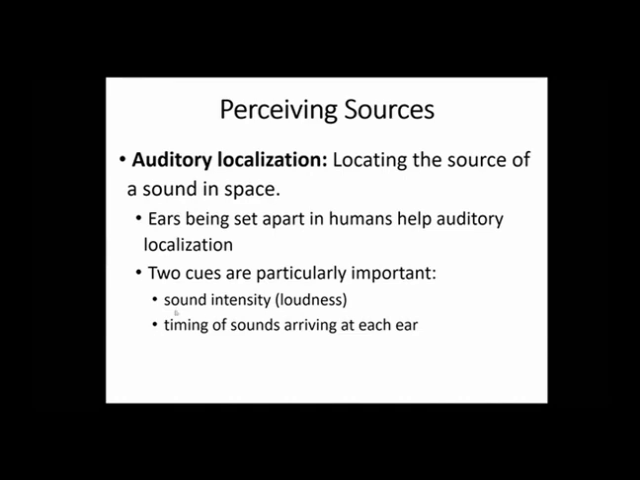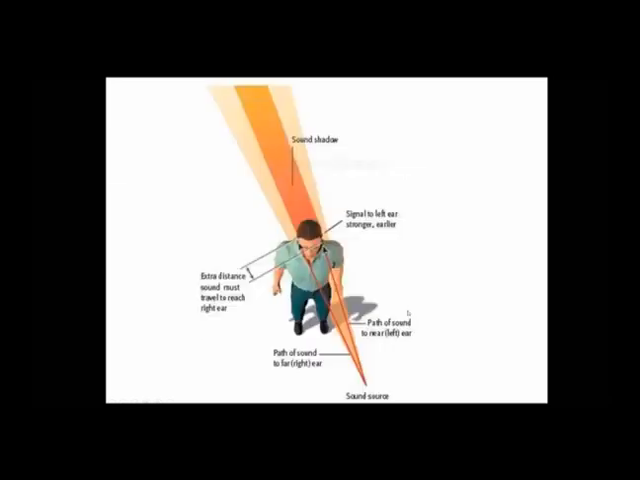So we can rely on intensity or loudness as well as timing. And so you can have a diagram like this where you're seeing that there's a slightly shorter distance to reach this ear and a slightly longer distance to reach this ear. And it's going to get here and be a little bit louder and a little bit faster. And our brains can interpret that difference in loudness and timing to give us an idea of where to look.